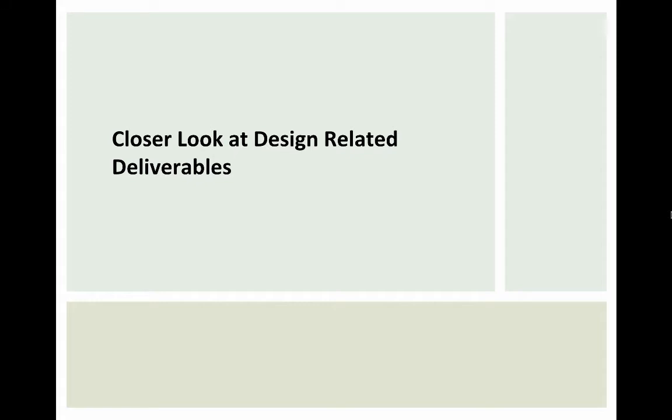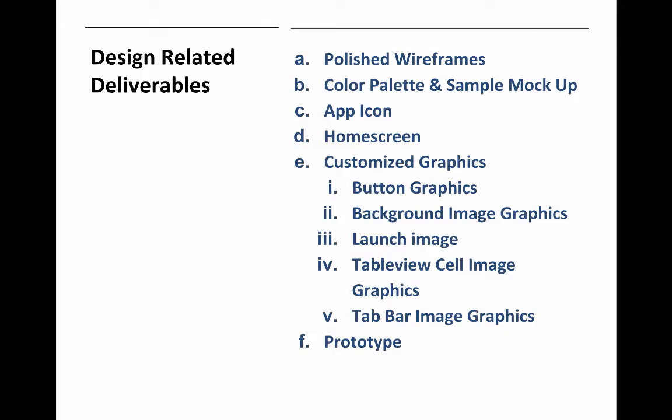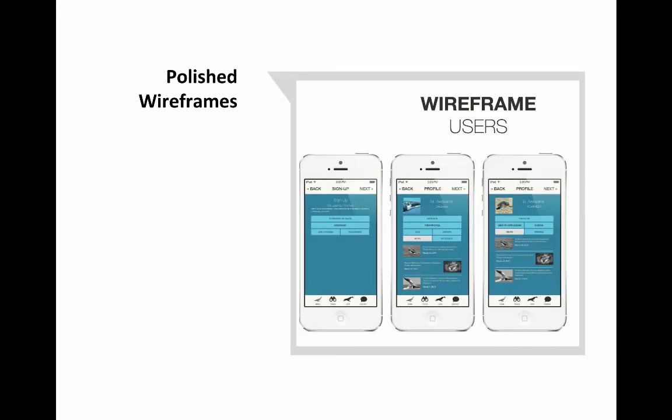In the upcoming slides, I'm going to show you previous deliverables from a former student in this class so that you can get a sense of what your final deliverables should look like. For project number 3, you will be submitting the following deliverables for the visual design of your app idea. Your deliverables will include the following listed here. Here's an example of a polished wireframe.